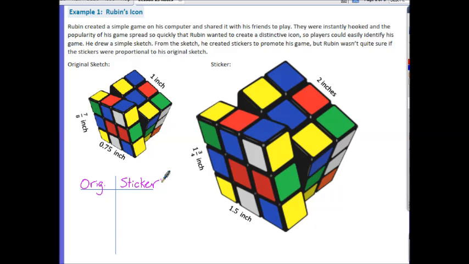So what I'm going to do is first find one of the sides. So for example, here we have 1 inch. And this side would correspond to this side in the picture. So this one would be 2 inches. Let's say we have 0.75 inches. Corresponds to this one down here, which is 1.5 inches. And then finally over here we have 7/8 of an inch, would correspond to 1 3/4 of an inch.